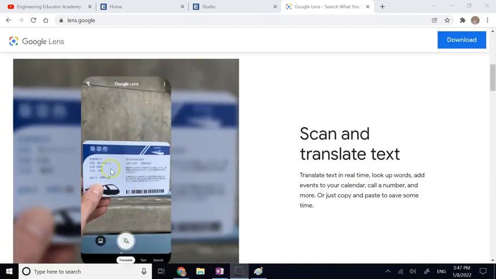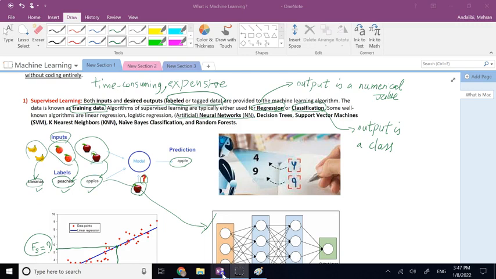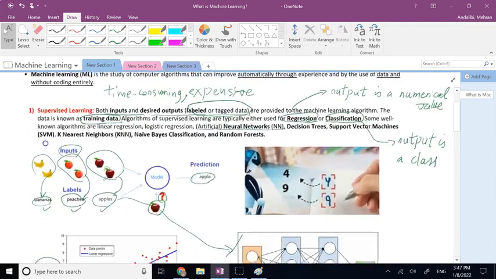Or if you see some text, it tries to do text recognition for you. Say, hey, this text is what? For example, it is saying this, right? And that's one of the things that I have provided the picture for, text recognition, which we do with neural networks or with other algorithms. So we get to it.